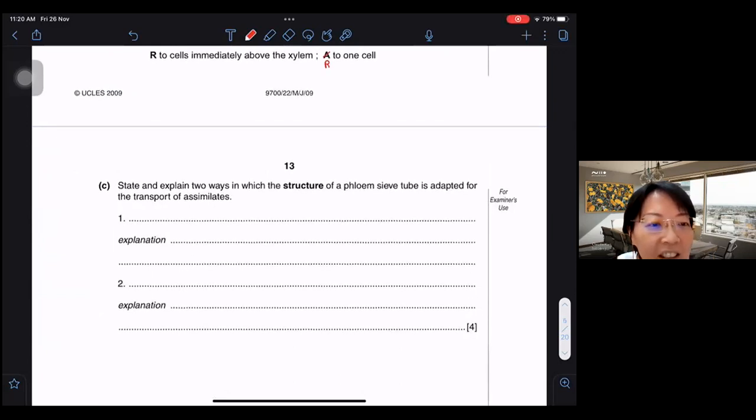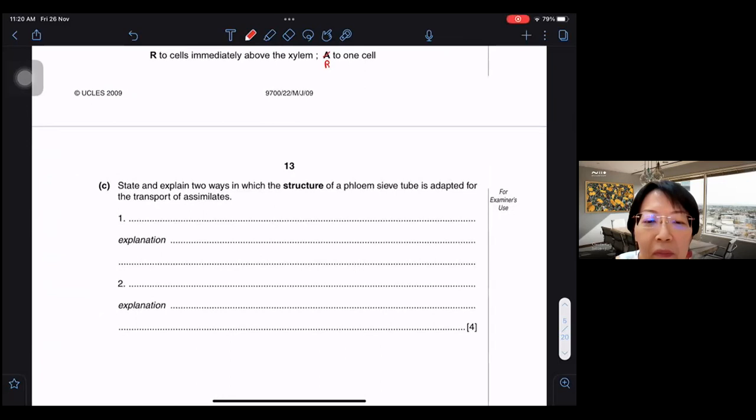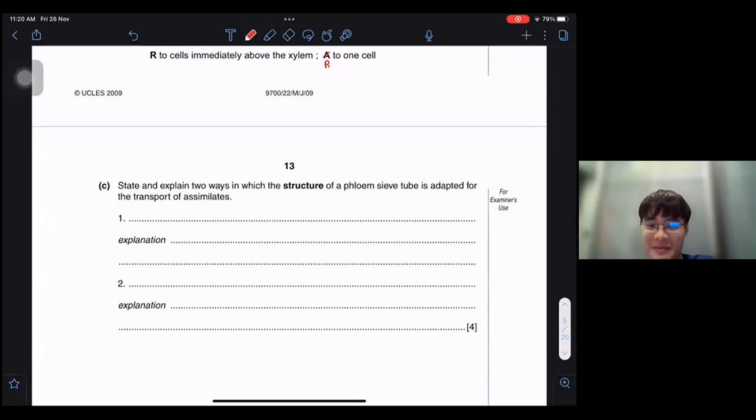Thank you. So do you want to try this question? The structure of a phloem sieve tube is adapted to transport assimilates. Yes, you can call their name, it'll be faster. They cannot sleep and they cannot run away. So call their name. Okay. Peish, do you want to try?